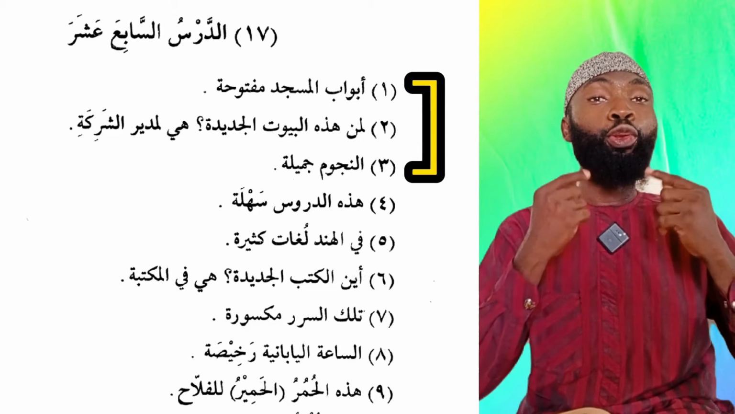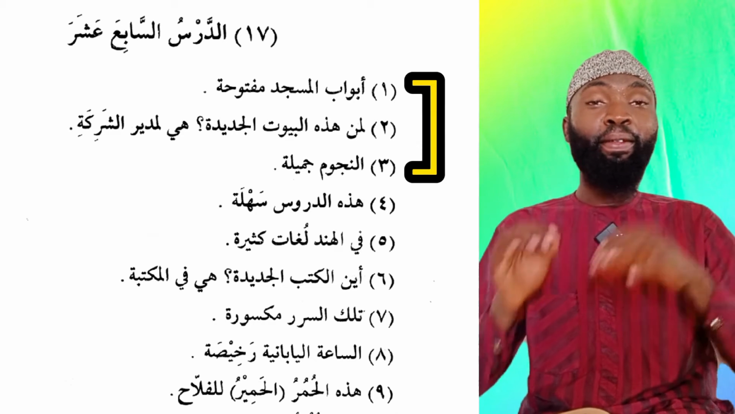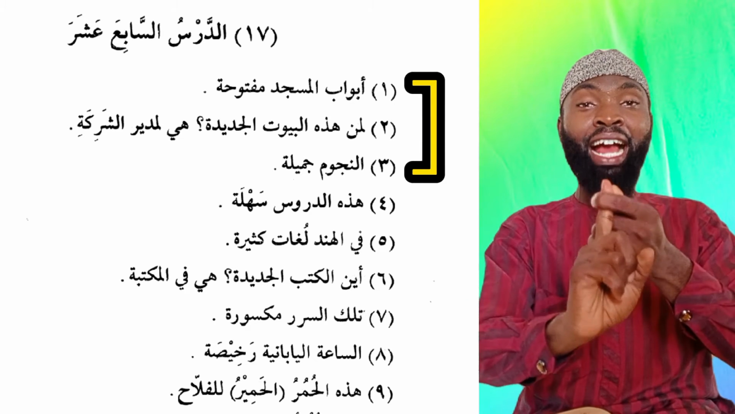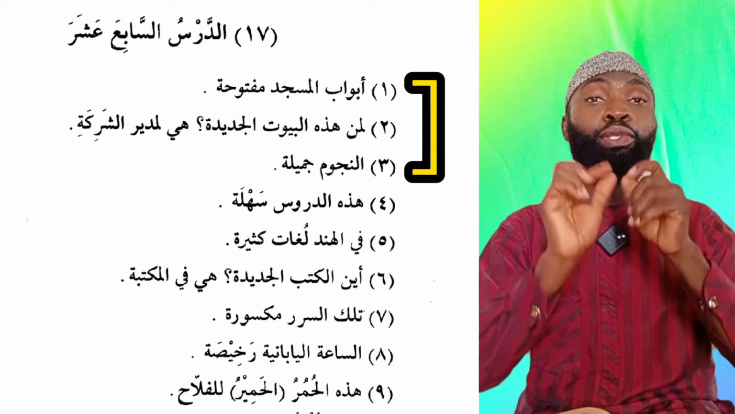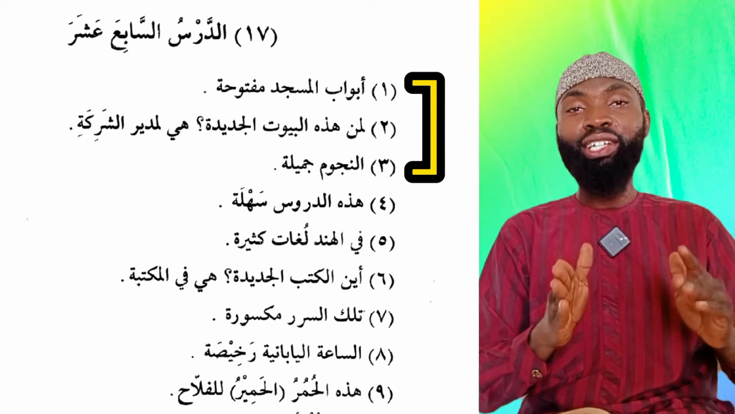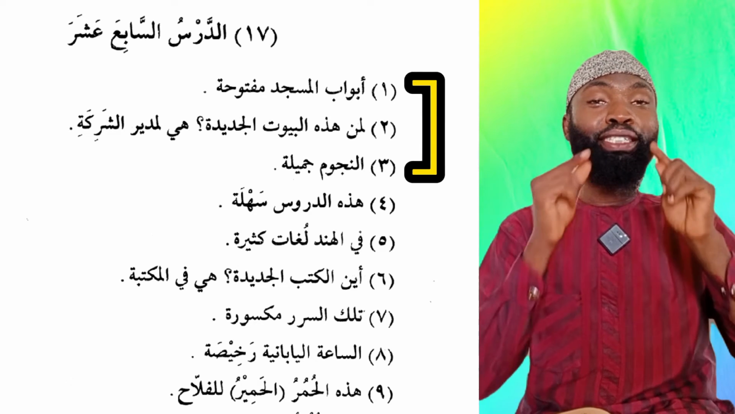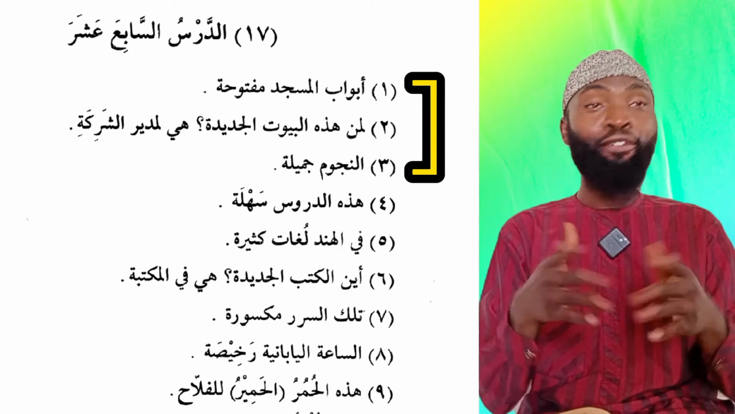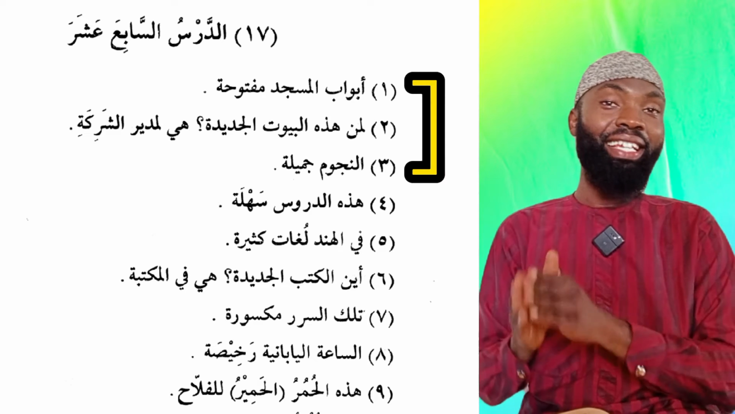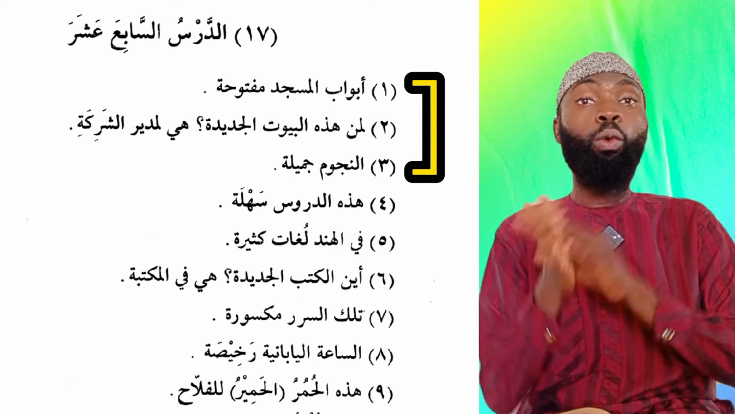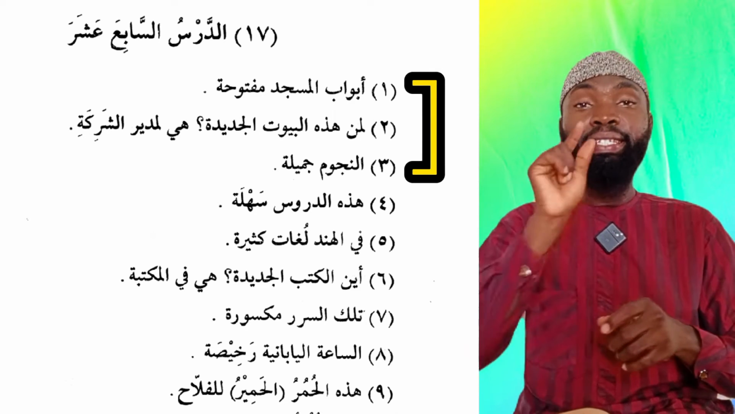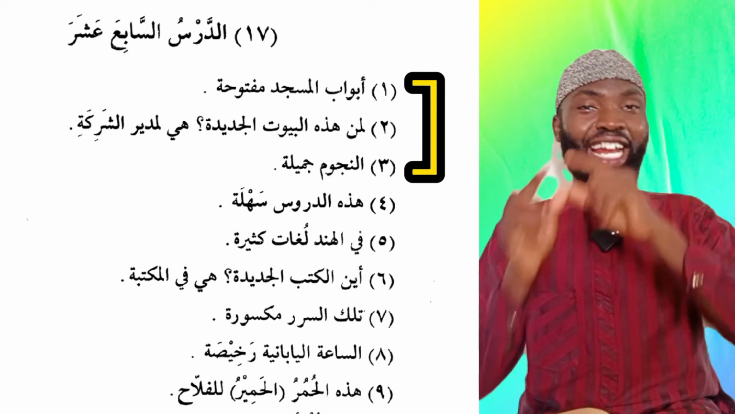Number 3, we have an-nujumu jamilatun. The stars are beautiful. You use jamilatun, which is a singular noun used to qualify a singular feminine word, because an-nujumu is an irrational noun. An-nujumu jamilatun, the stars are beautiful. And you also say Aishatu jamilatun. So you understand this: the words used to qualify plural irrational nouns will still be the same word used to qualify a singular feminine noun.